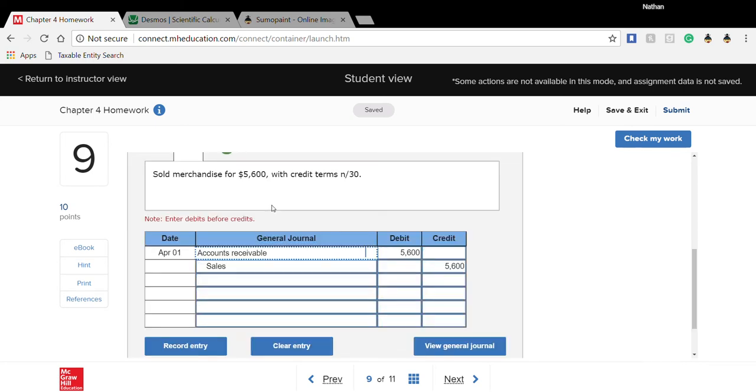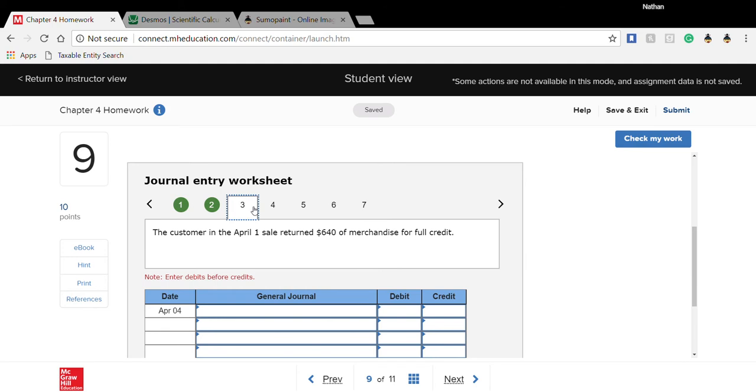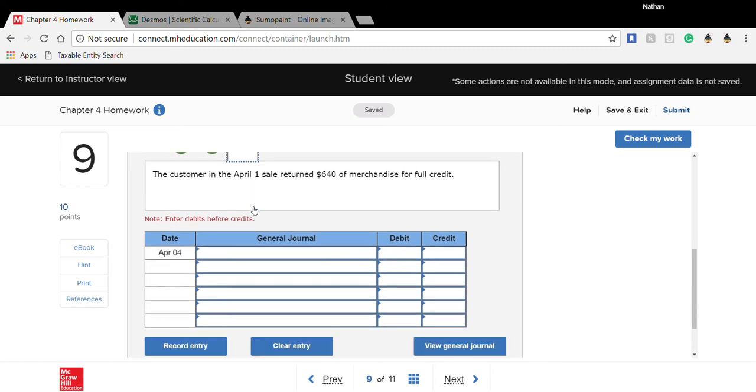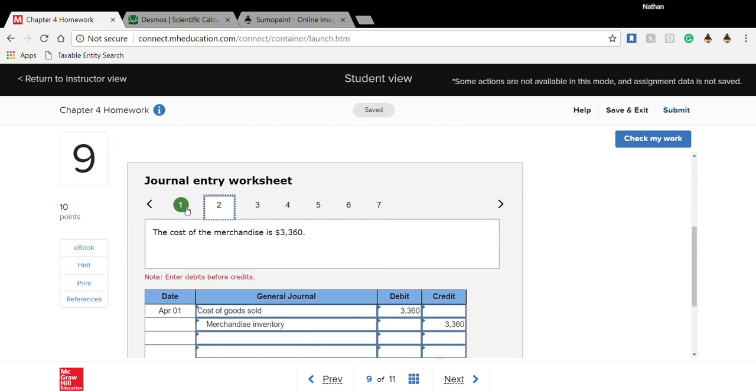And close that out. So, question 3. The customer in the April 1st sale returned $640 of merchandise for full credit. In this example, we're always going to give you full credit. In the real world, you may have that 10% restocking fee, stuff like that. That stuff we're not going to get into. But we're always going to be full credit. So for this, it's not going to be just like how the buyer is. With this, we don't just reverse accounts receivable and sales. No, you do not change sales. Sales is what it is.